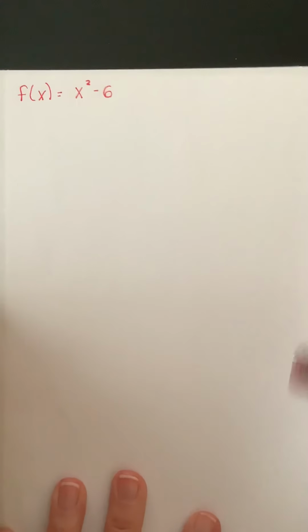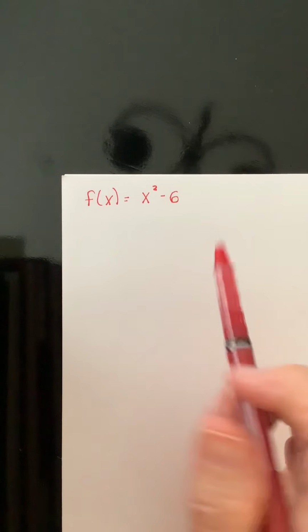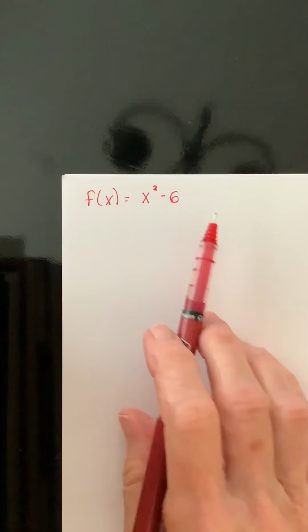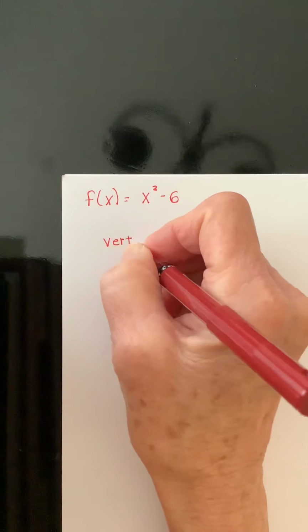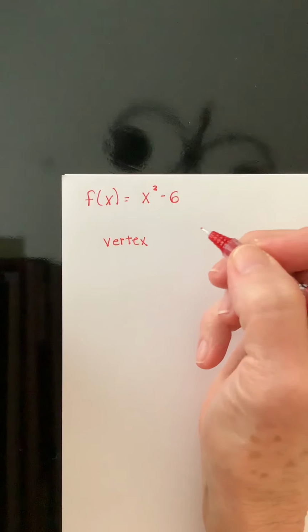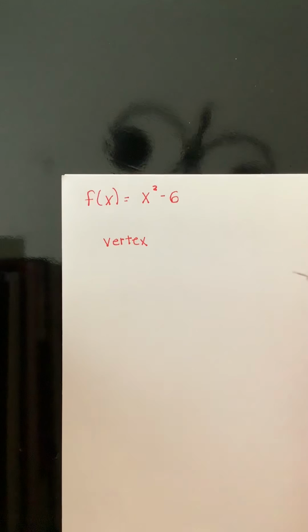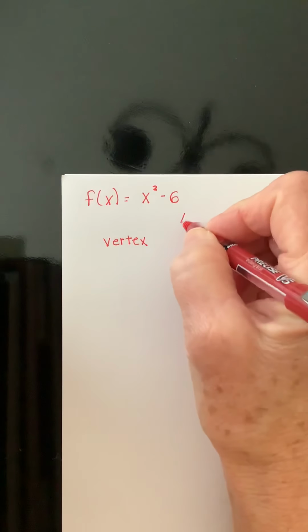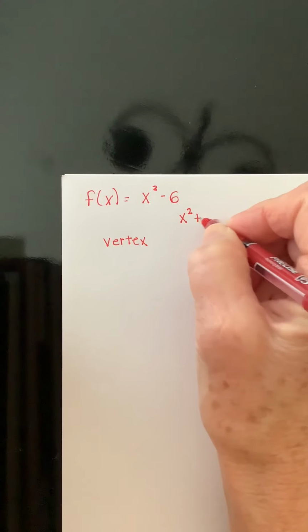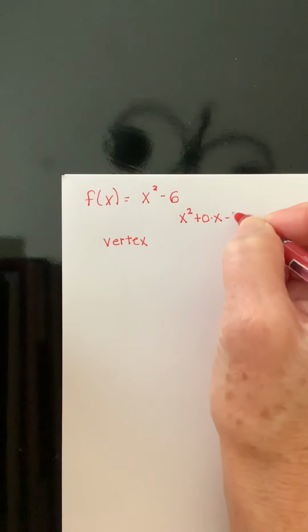Okay, one more. We're going to graph f of x is equal to x squared minus 6. Okay, this x is positive. It's going to open up. So the first thing that we want to do is find our vertex. Just like the other problems that we worked, we want to know what b is. Well, b is obviously 0, but I'm going to write it out anyway because I like to see it. x squared plus 0 times x minus 6.